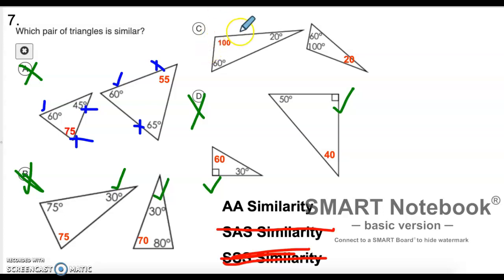If we look at C, in the first triangle we have a 60-degree angle, and in the second triangle we have a 60-degree angle. In the first triangle, we have a 20-degree angle, and in the second triangle, we have a 20-degree angle. Our last angle is 100, and this triangle also has a 100-degree angle. So in these 2 triangles, corresponding angles are congruent, which means they are similar. So the correct answer here is C.